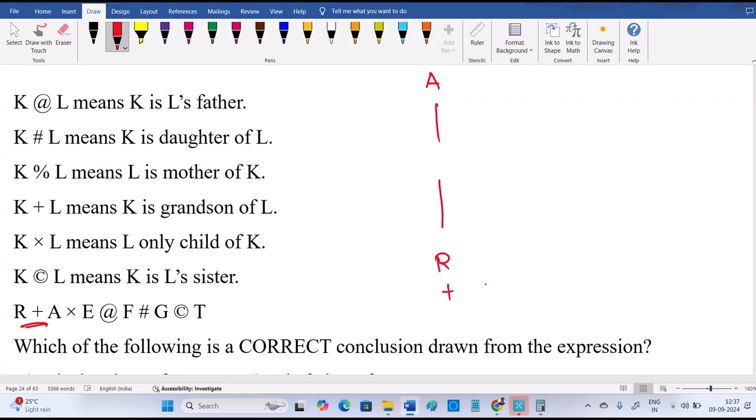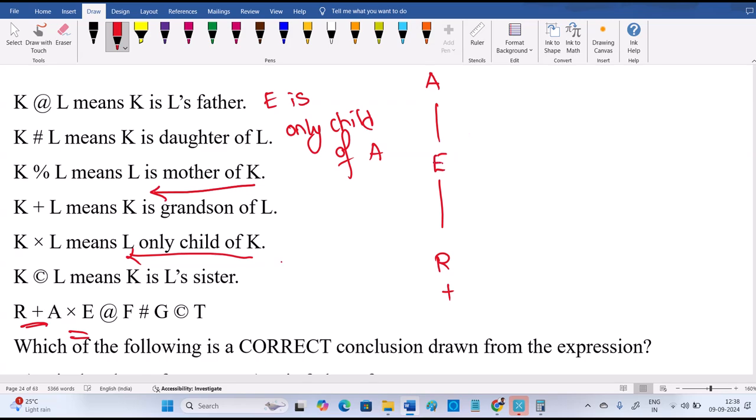Fine. Next, A into E. Be careful, this is reverse. E is only child of A. Reverse. This is also reverse. Two are reverse, remaining all direct. So E is only child of A, but male or female, we don't know. Next, E at the rate F: E is F's father.